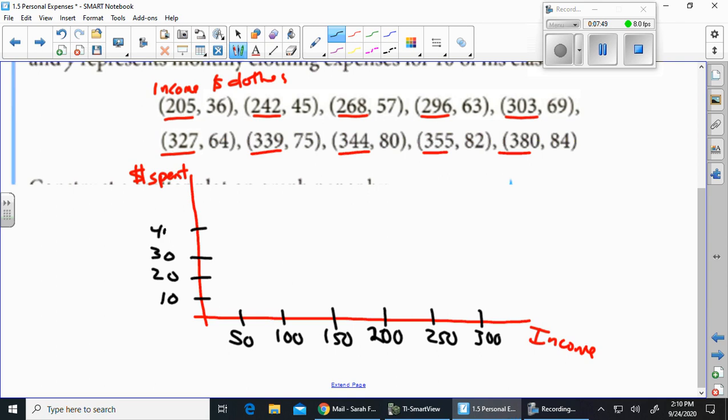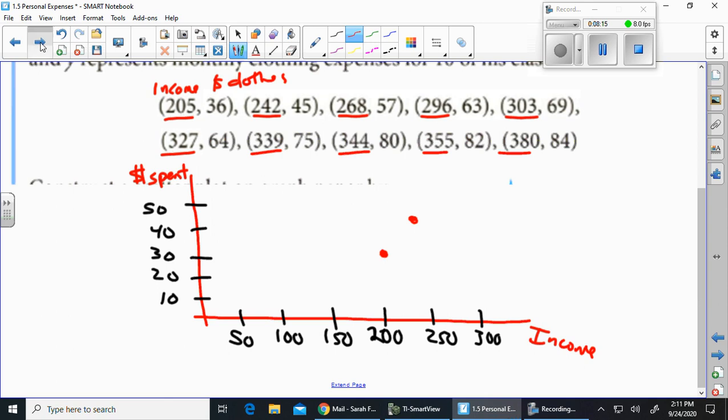And when you guys make these, a lot of you probably don't have graph paper, so they're going to be approximate graphs. So how do you plot that point? 205, 36 would be like there. 242, 45 would be there. And you just plot your points.